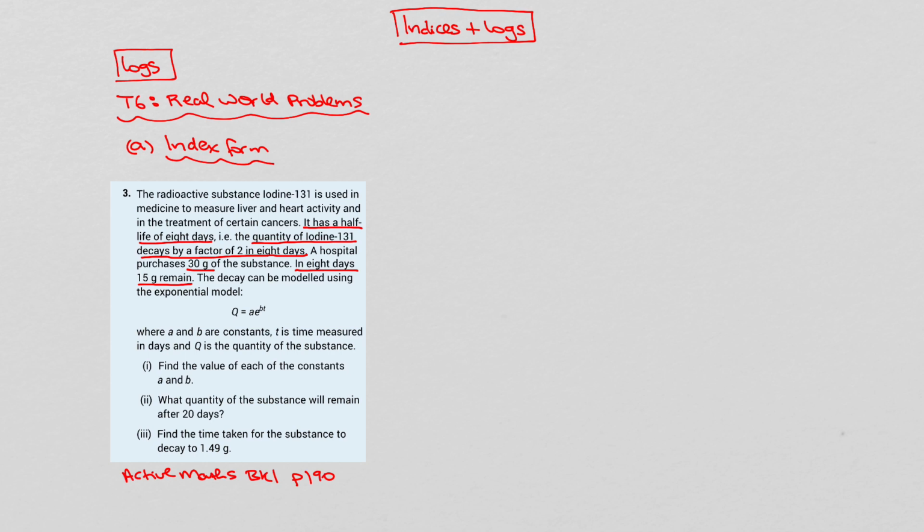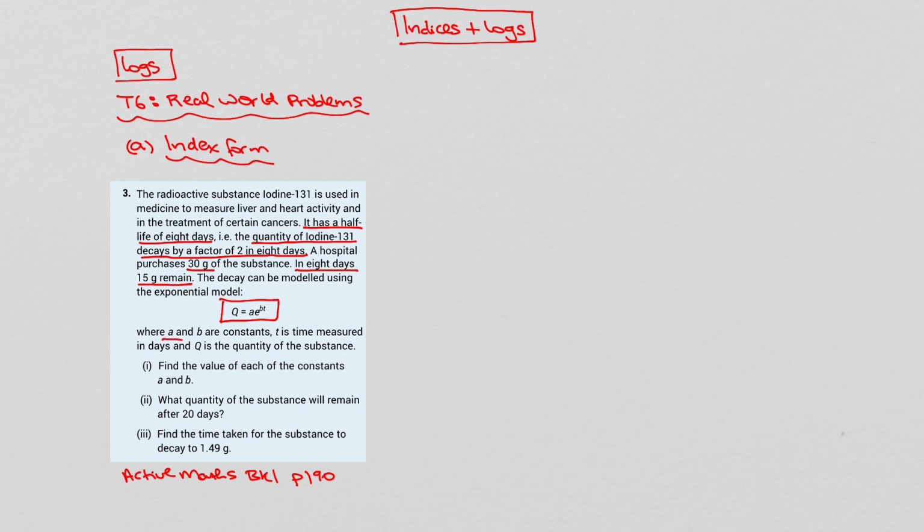Now we're given the decay is modelled by using the exponential model Q equals A e to the power of bt. So most of these equations that are going to be in index form are going to be written in this format here. Sometimes A and B are given to us. In other words, the numbers are given to us and we might be asked to show that A and B is equal to those numbers. Or in this particular case, we don't know what A and B are and we have to actually start our question by solving for those constants A and B.